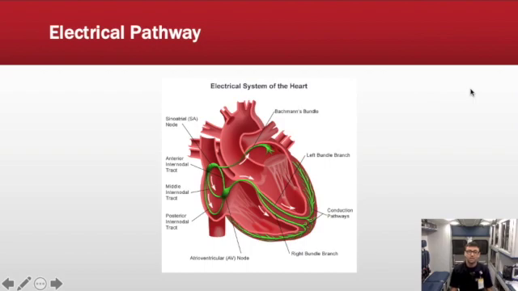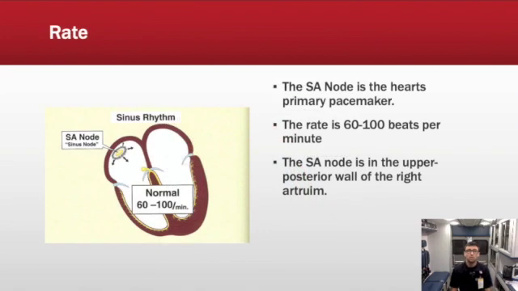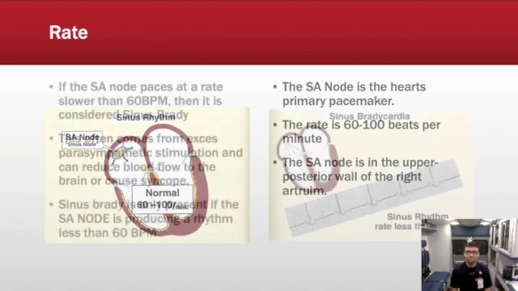We start with the SA node. The SA node sends that signal across the myocardial membrane in the atria into the AV node that passes through the bundle of His, the bundle branches, and then the Purkinje fibers. So when we talk about rate, like I talked about earlier, the SA node is our first primary pacemaker of the heart's electrical pathways. The SA node beats at a rate of 60 to 100 beats a minute, and it's in the upper posterior wall of the right atrium.